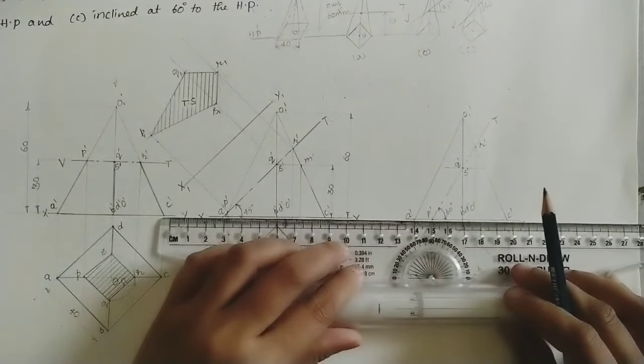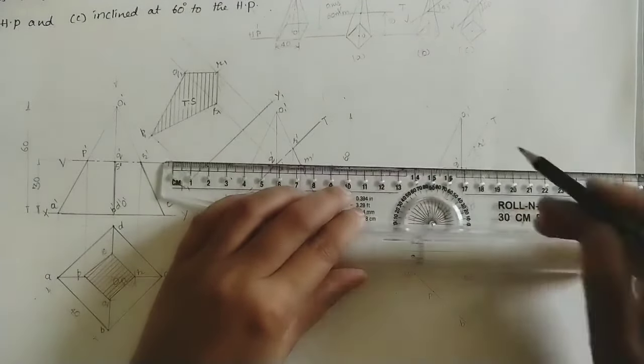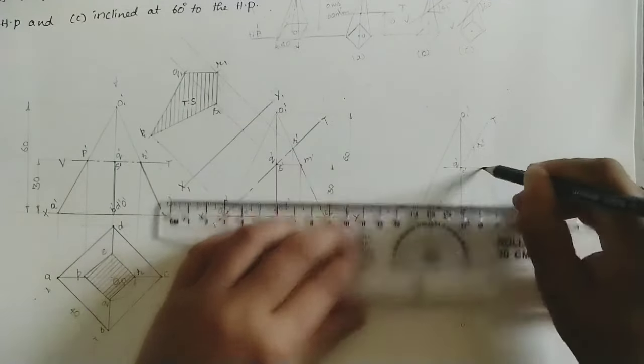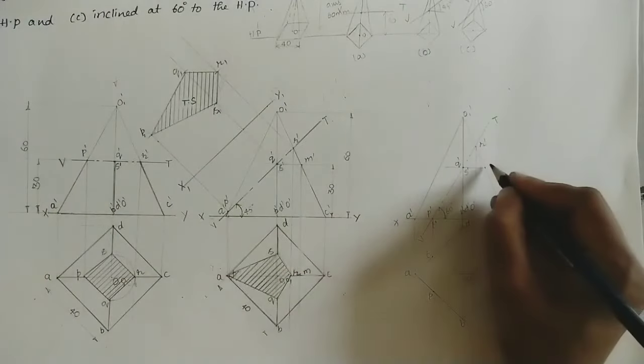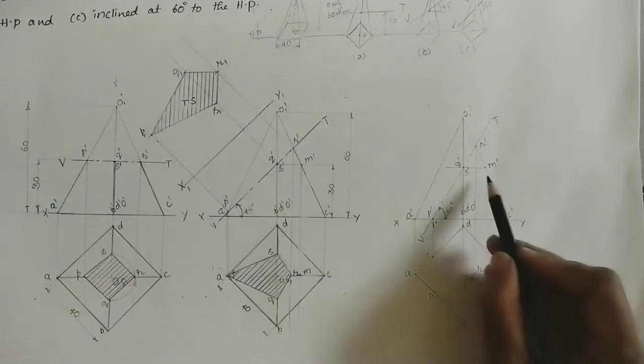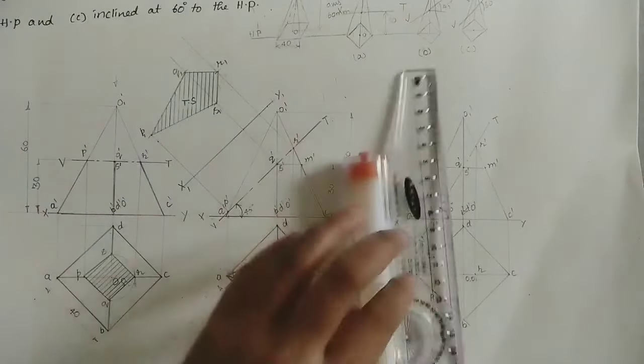Take this as a reference line. Draw the line up to this point. Okay. Intersection point with the slant edge, mark this as M dash. At M dash, do the projector line. Take this as the reference line.